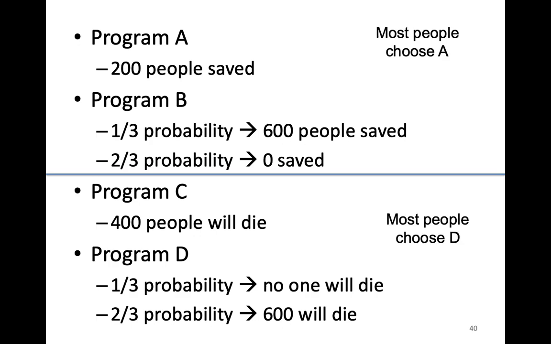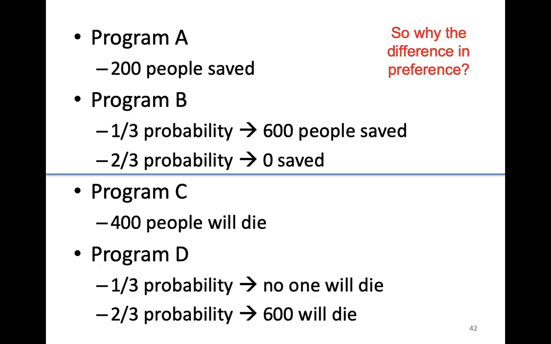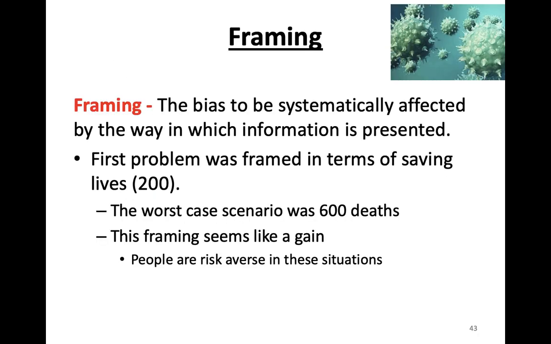Okay, so why the differences? Why is it the case that if A and C are equal, people choose A when framed this way, but people don't choose C and they go on to choose D when framed that 400 people will die? Why is that the case? Why the difference in preference? This is known as a framing effect. This is a framing effect.